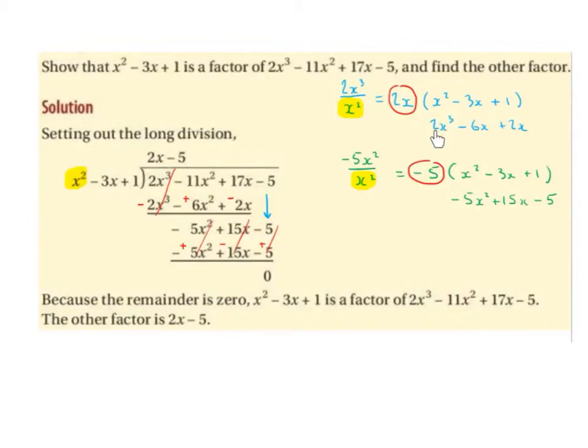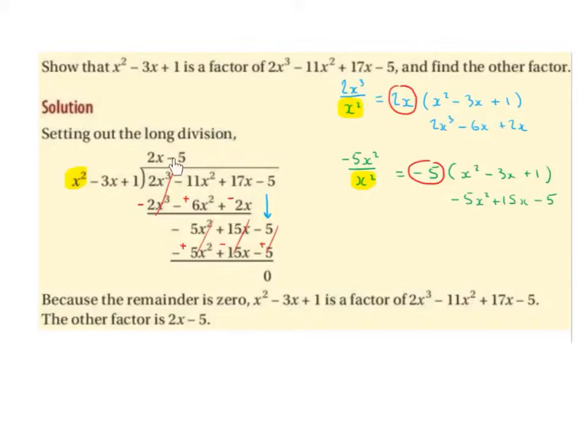2x by x squared is 2x cubed. 2x by minus 3x is minus 6x squared. 2x by 1 is 2x. We write this down here. Then we change the signs. So I've written in red what the new sign is. So this becomes a minus, this becomes a plus, this becomes a minus.